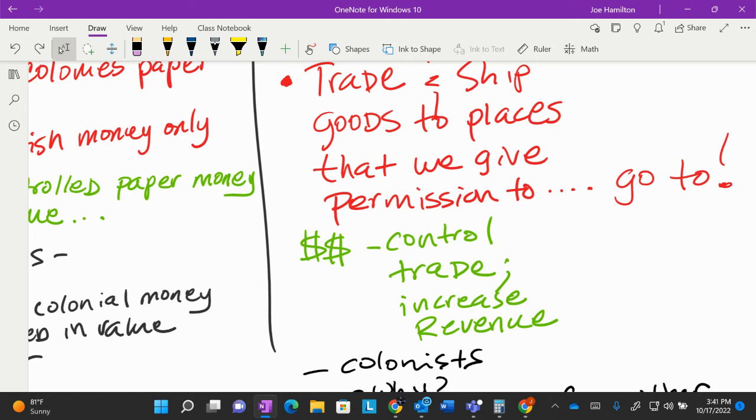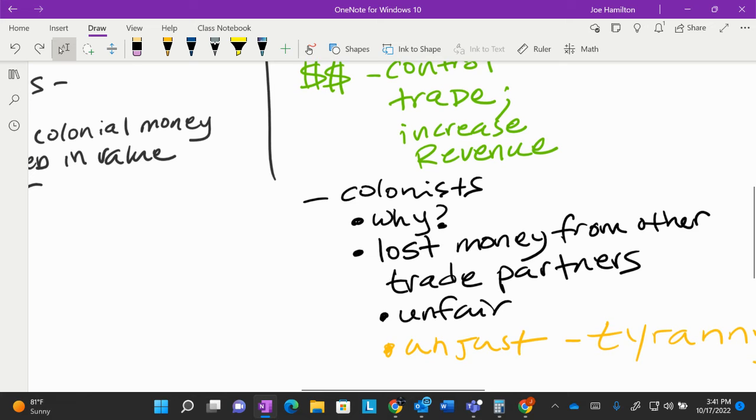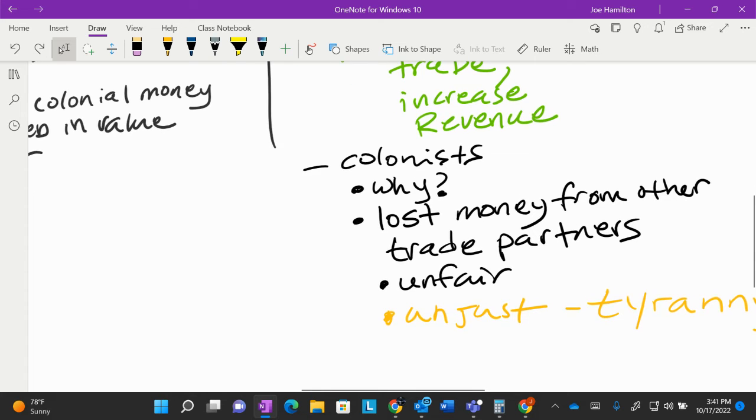When the Crown, King George and Britain, are controlling trade, they're making some money off of that, either through taxes or through increased production. You just have to use some inferences there to guess how that would have increased trade. Again, this is not a full list, but the colonists were clearly asking why. They were losing money from other trade partners. They thought it was unfair and they thought it was unjust.